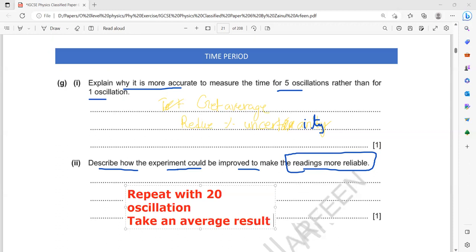Like you did the experiment one time, you got the time as 20.1. Then we did another, 20.3. Then we did another, say 19.8. Then we did another, say 20.4. So what we should do is take an average result. Do the experiment multiple times and take an average result to be more accurate.